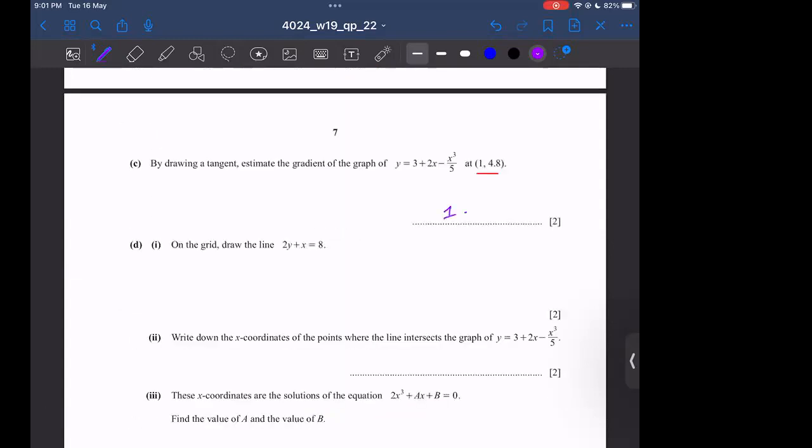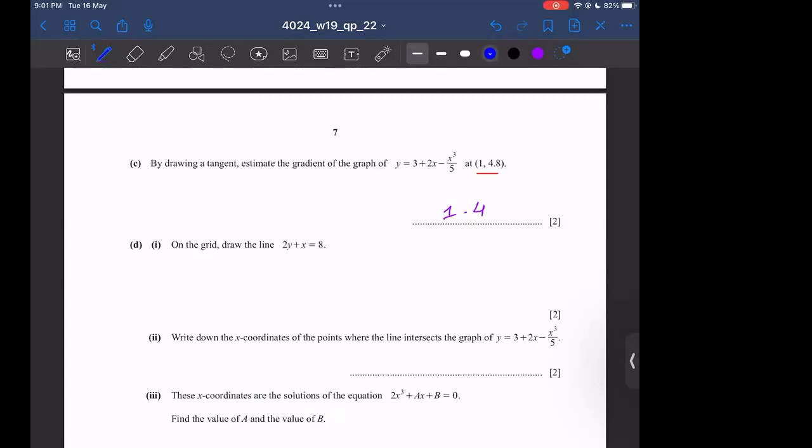So we got the point 1.4 as a gradient of the line. On the grid, draw the line 2y plus x equal to 8. So we need to plot this line over here. So we need to have any 2 points of this line.